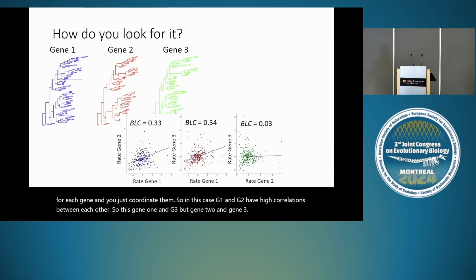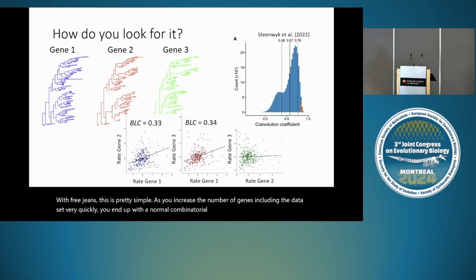With 3 genes, this is pretty simple. As you increase the number of genes you're including in the data set, very quickly you end up with a normal combinatorial nightmare. For instance, a study in yeast that looked at about 2,000 genes had to look at about 3 million combinations of those genes, right? But what they find is, hey, there's a lot of coevolution among these genes.